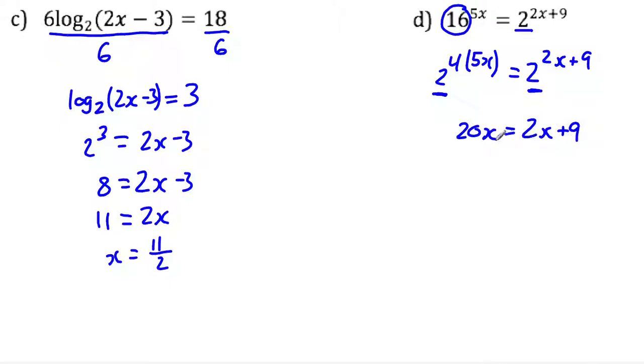There are no exponents anymore. There are no bases. I'm just looking at the exponents. So I can subtract 2x from both sides, so I get 18x is equal to 9. Divide 18 on both sides. I get 9 over 18, or 1/2. It was a nice one.